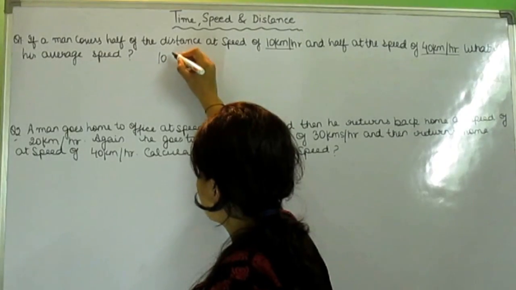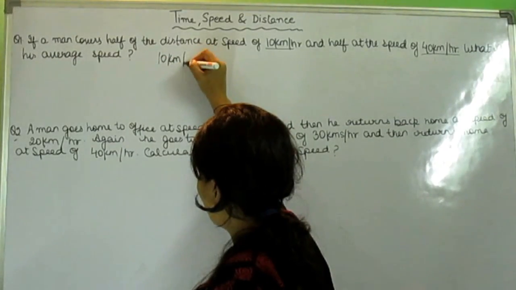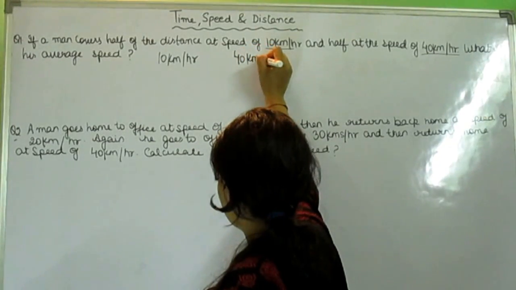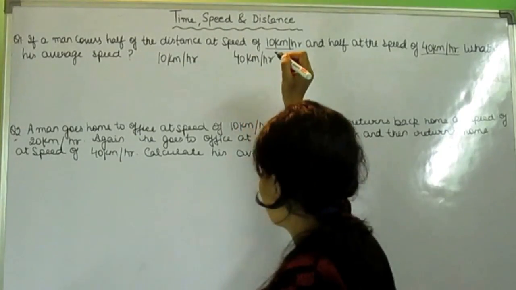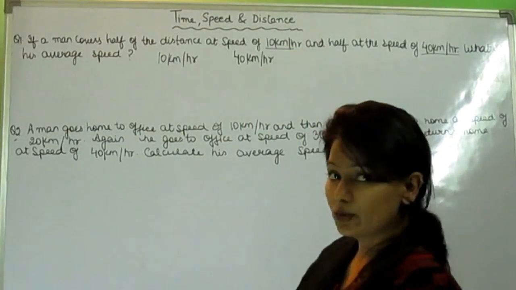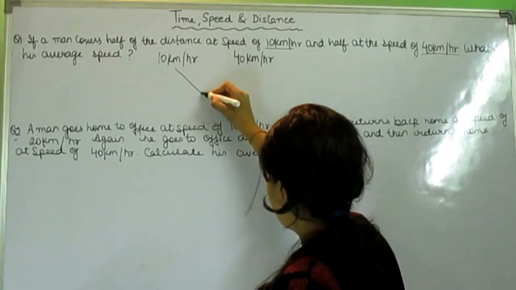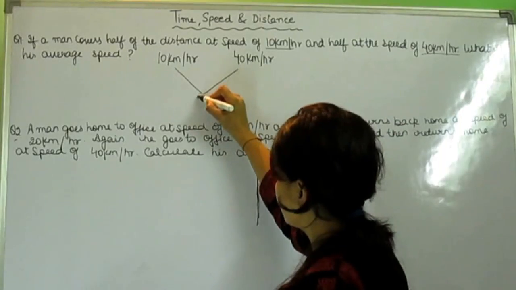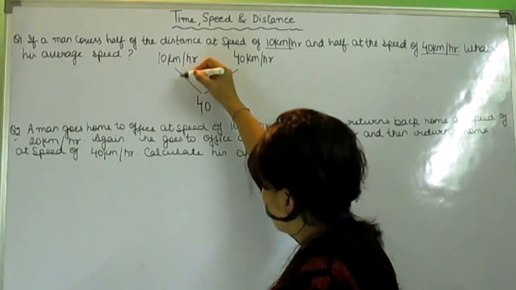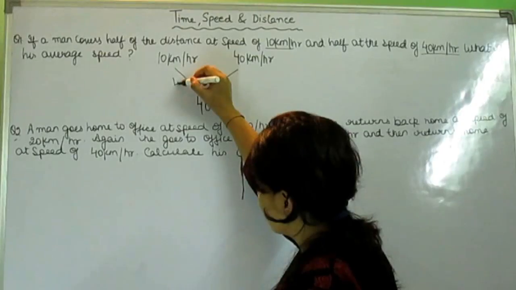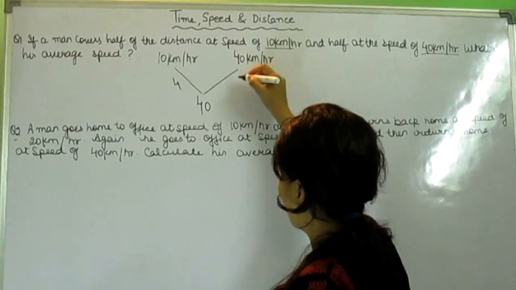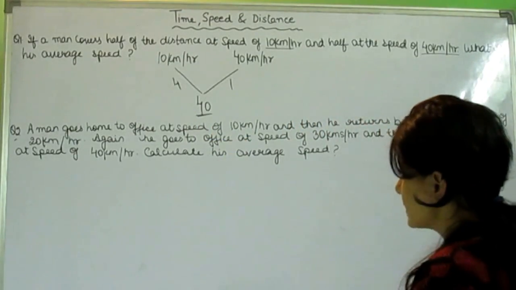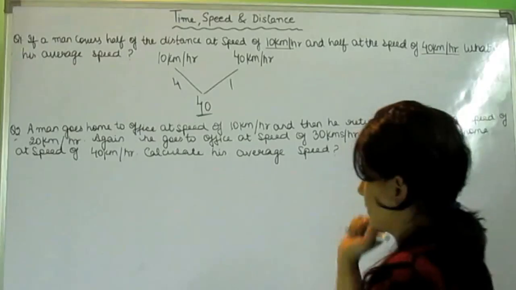It means he goes 2 ways. One is 10 kilometers per hour and another is 40 kilometers per hour. And in average questions, what do we do? We take the multiple of these 2. What is the multiple of these 2? That is 40. 10 is 4 times of 40, and 40 is 1 times of this. This is the multiple of these 2 numbers.